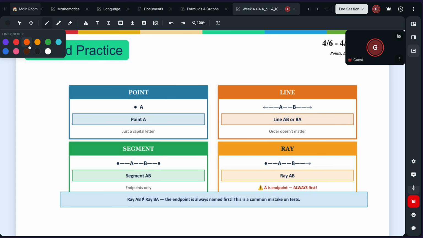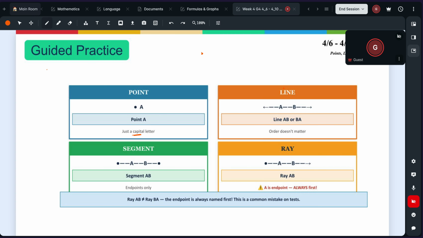Just a capital letter. So a capital letter is used to represent a point. That's what a point looks like. It's just a mark, right?